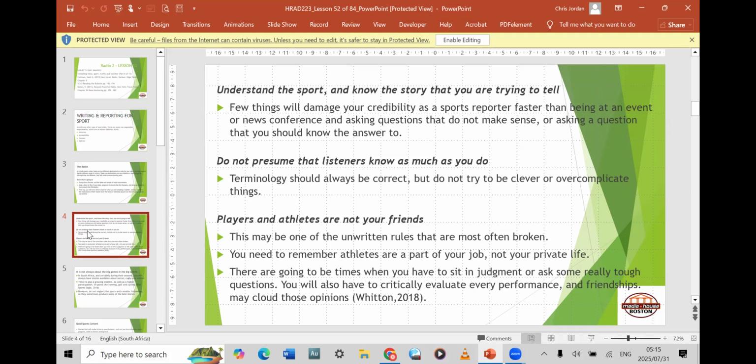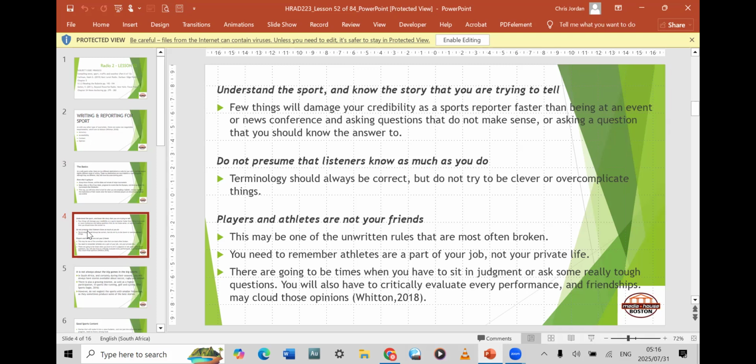And then remember that you are, again, just like with anything else in radio, speaking to a larger audience, and they need to listen and understand because they are passively active, right? So players and athletes are not your friends, absolutely not. This may be one of the unwritten rules that are most often broken. And you need to remember athletes are a part of your job, not your private life, right?